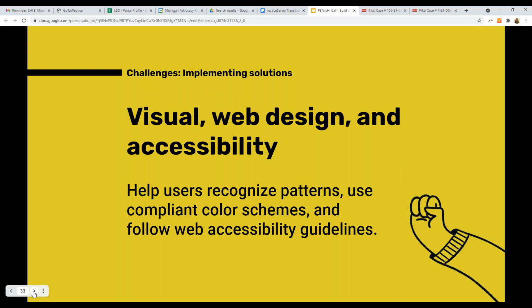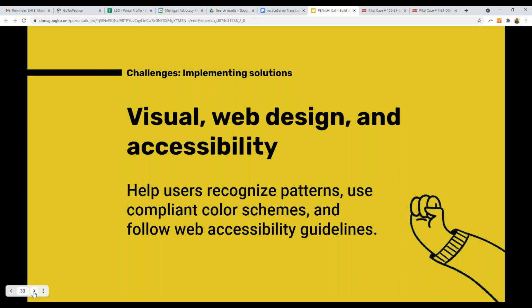Visual design, web design, and accessibility. So these are really important, and you don't have to have a beautiful, polished resource, right, that has lovely graphic design. I think there are a lot of visual elements and web design elements that can go such a long way just to make things clear and clean and simple.